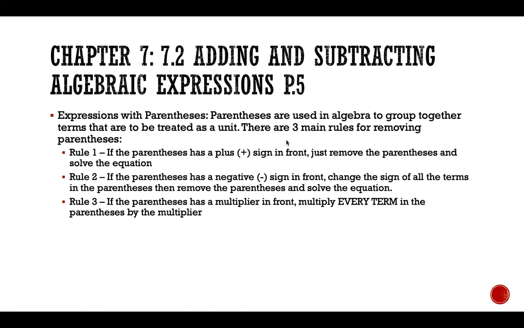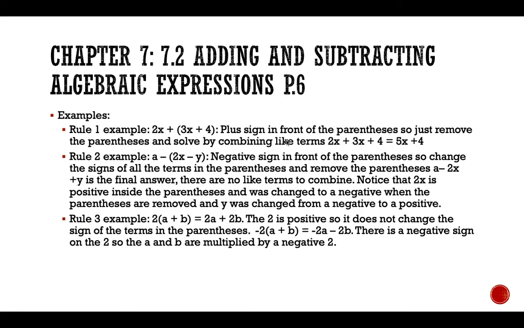This is the most common error that I see when solving algebraic equations: forgetting to multiply every term in the parentheses by the multiplier. So here are some examples. Rule 1, 2x plus (3x plus 4). There's a plus sign in front of the parentheses, so all you have to do is remove the parentheses and solve the problem. Now it becomes 2x plus 3x plus 4. The like terms are 2x and 3x, so we add the coefficients: 5x plus 4.